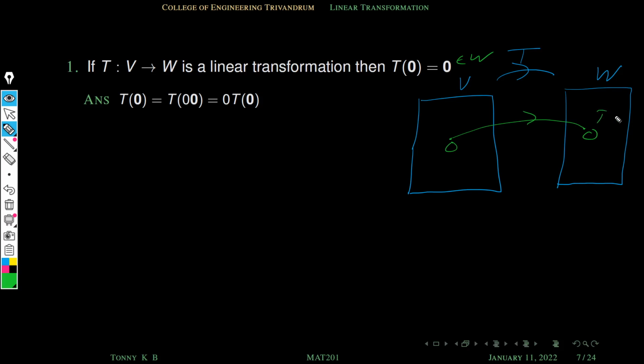Anyway, T of 0 is an element of W. But what about 0 into a vector? 0 into a vector is always a 0, okay? So that's equal to 0. So T of 0 is nothing but our 0 vector in W. So this is a common property of all the linear transformations. The image of the 0 vector in V is always mapped into the 0 vector in W.